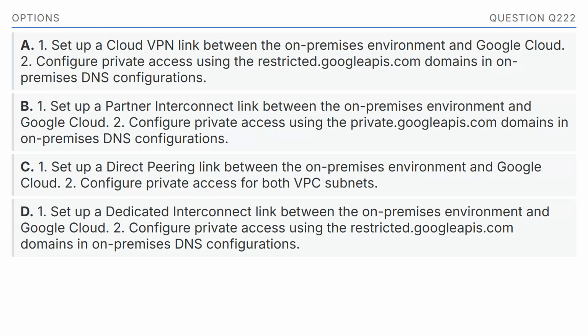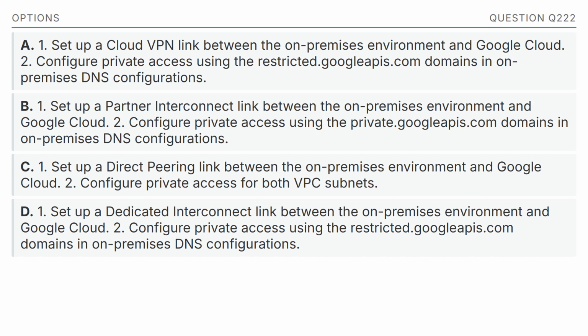The options are: Option A, 1. Set up a Cloud VPN link between the on-premises environment and Google Cloud. 2. Configure private access using the restricted.googleapis.com domains in on-premises DNS configurations. Option B, 1. Set up a partner interconnect link between the on-premises environment and Google Cloud. 2. Configure private access using the private.googleapis.com domains in on-premises DNS configurations.